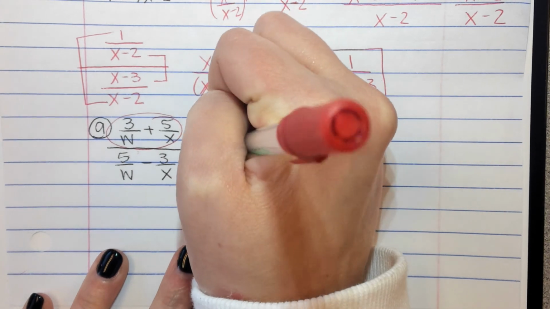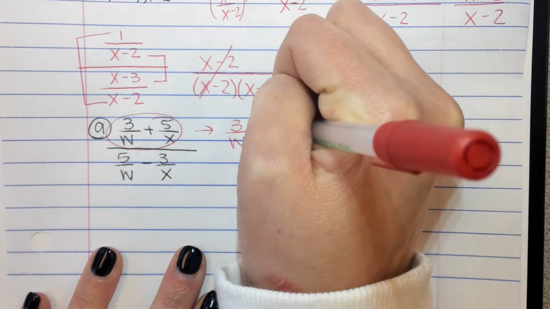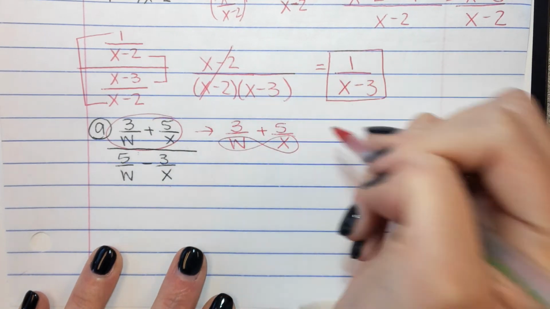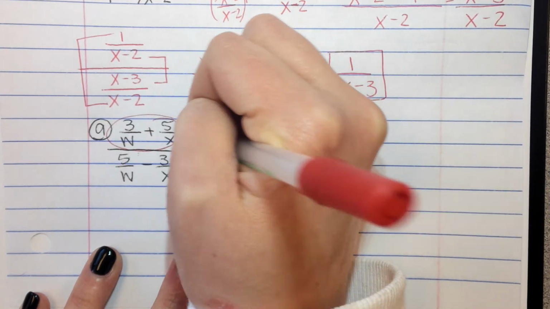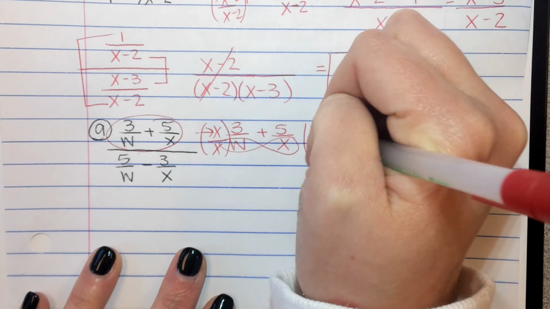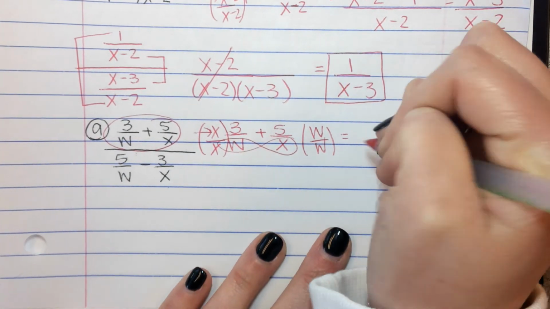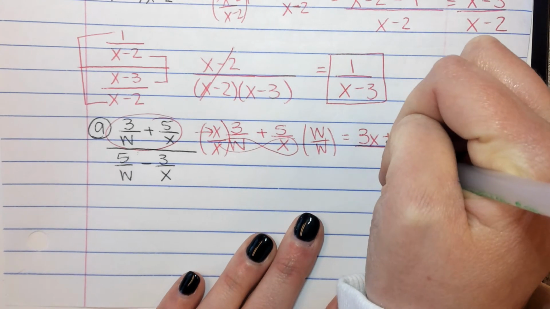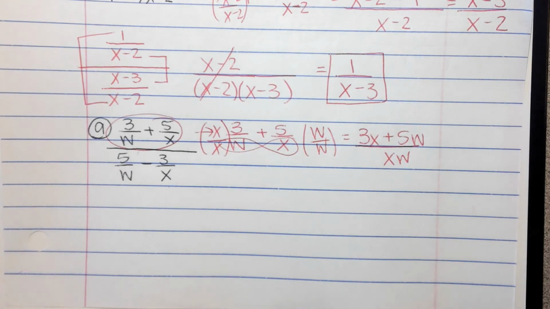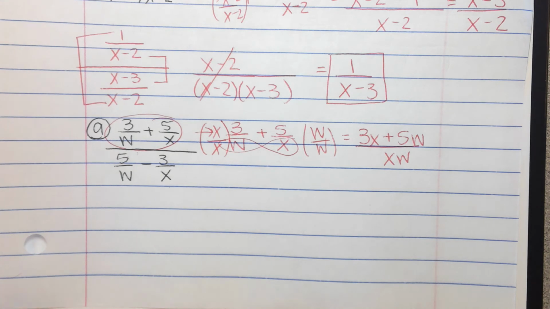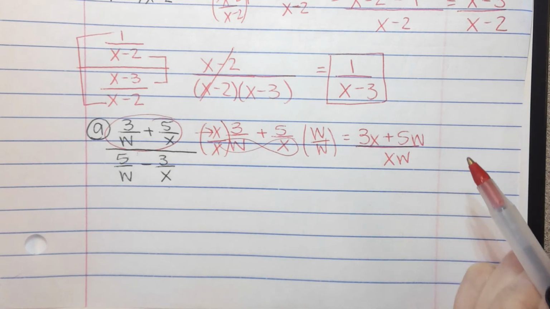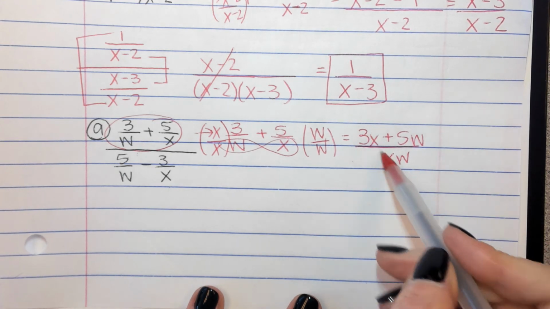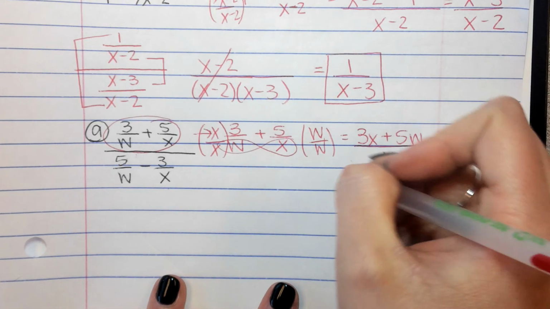So 3 over w plus 5 over x. Okay, these are not the same, so we're going to do that crisscross. So x over x here, w over w there, and that gives us 3x plus 5w all over xw. Okay? And there is nothing else we can simplify. I know it's tempting to mark those out, but we can't, so we leave this one as is.